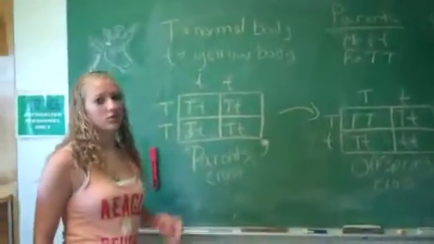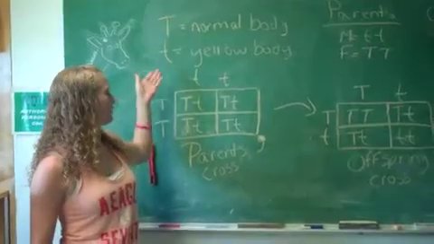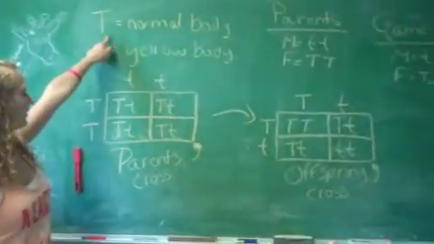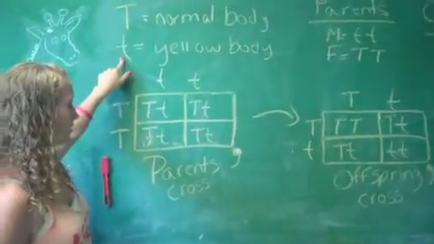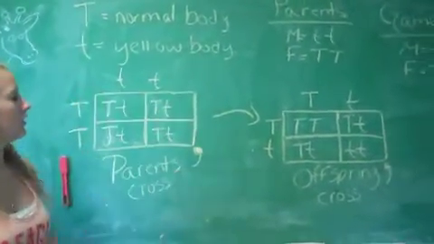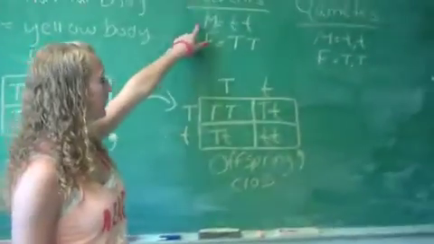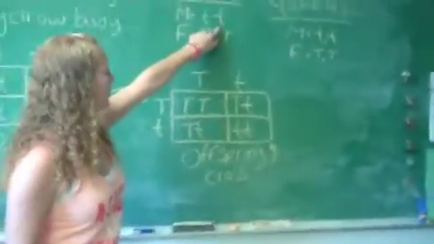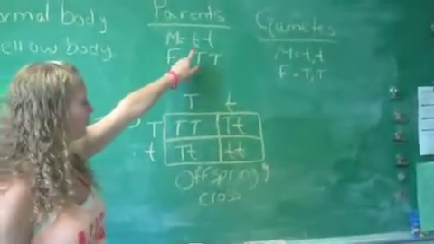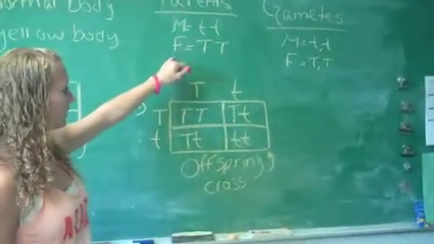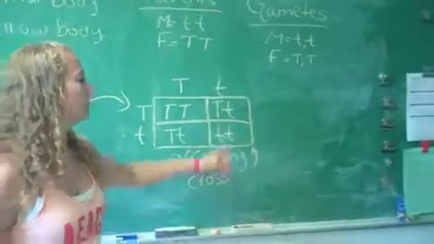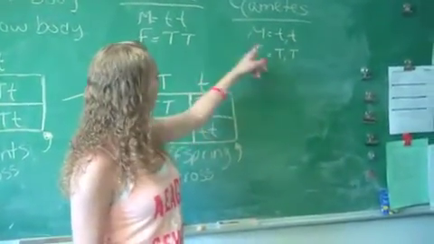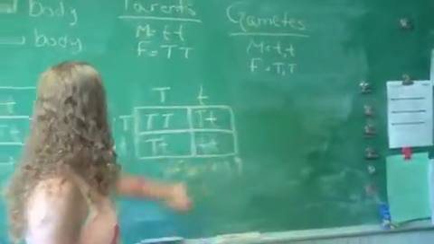Next year, we think you should try this cross. It's fruit flies, and the big T is the dominant trait, and it's normal body, and the little t is the recessive trait, and it's yellow body. The parents would be, the male would be little t, which would be both yellow recessive traits, and the female would be big T, dominant traits of normal. The gametes would be little t, big T.